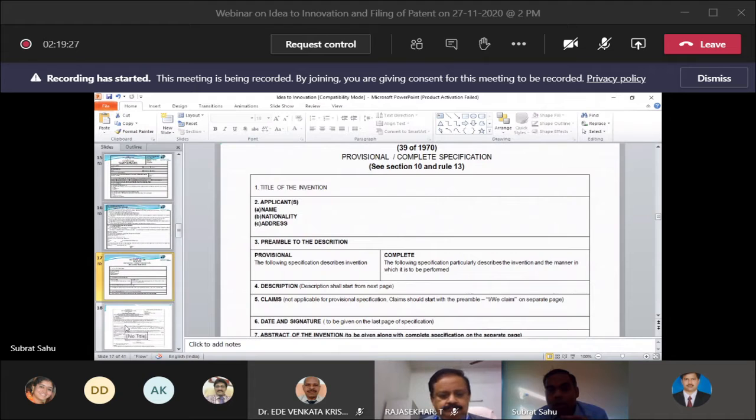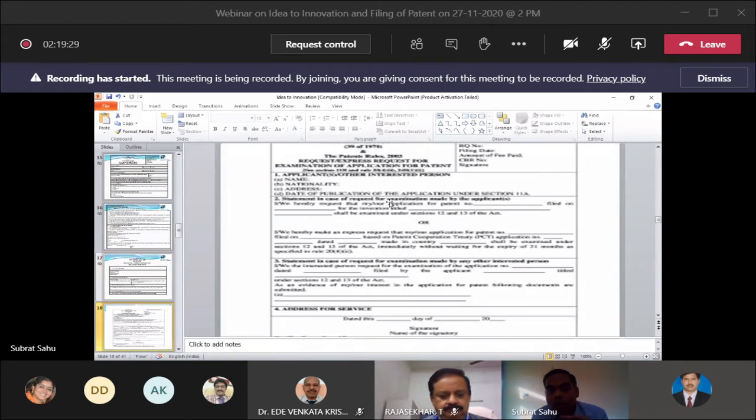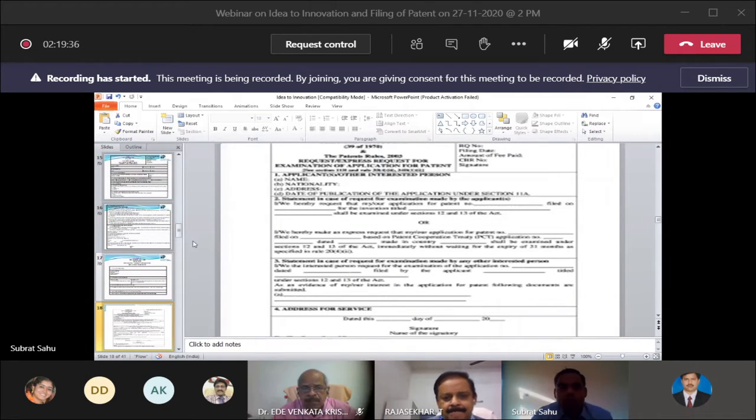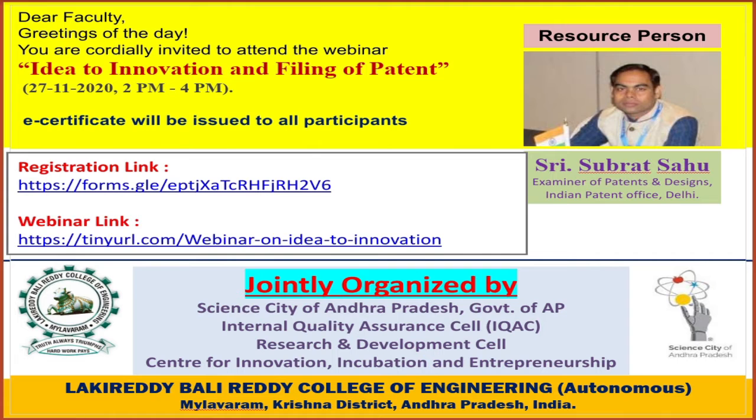Now come to the most important part, is form 18. Sir, is it visible, sir? Form 18. Hello? Yes, sir. Yes, sir. Yes, sir. Okay, see this is the most important form of Indian Patent Office.